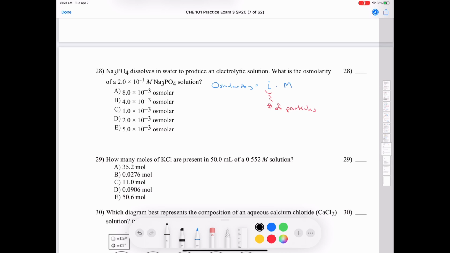So when I take my sodium phosphate, and it is in solution, I'm going to end up with 3 sodium ions and 1 phosphate ion. So how many total ions do I have? I have a total of 4 ions or 4 particles. So my osmolarity is going to be equal to 4 multiplied by my concentration, which is 2.0 times 10 to the negative 3 molar. So it equals 8 times 10 to the negative 3 osmolar.